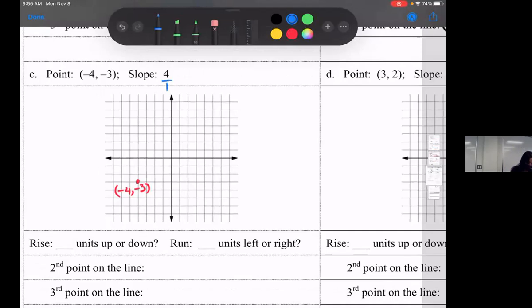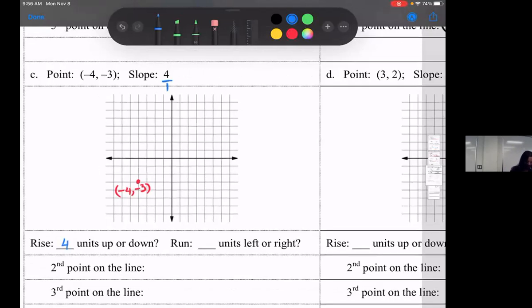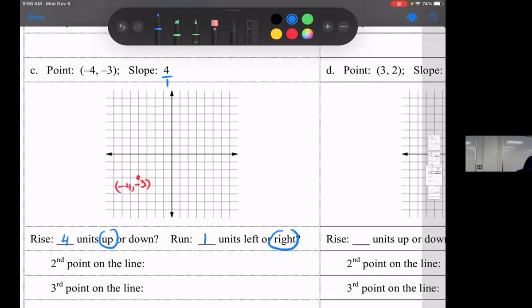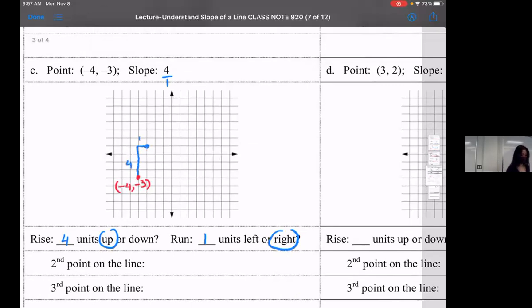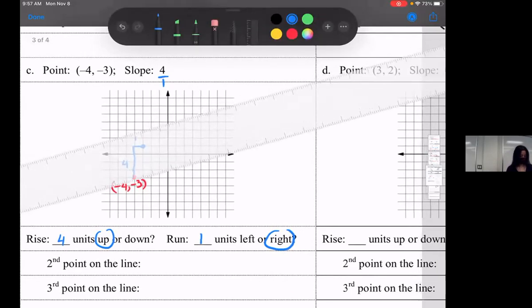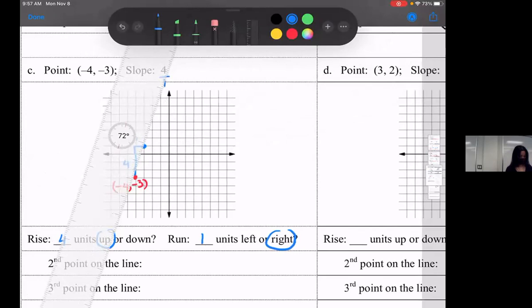So you rise how many units? 4 units up, and then run 1 unit to the right, right? You see nothing, it does not mean 0. If it's 0, then it will be undefined. So rise 4. From the red point, I'm gonna rise 4 units. Oops, I wanted blue. Right there. And then run 1. 4 and 1. So where I stop, that's my new point. That's my second point. And then connect the dots.